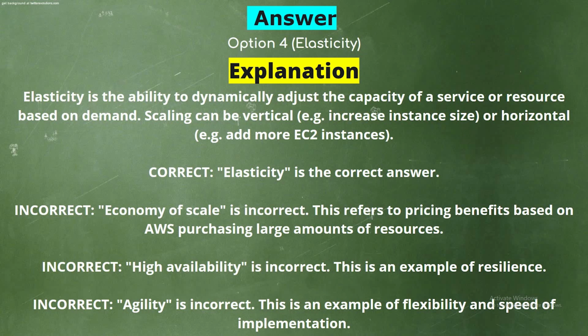Incorrect. Economy of scale is incorrect. This refers to pricing benefits based on AWS purchasing large amounts of resources. Incorrect. High availability is incorrect. This is an example of resilience. Incorrect. Agility is incorrect. This is an example of flexibility and speed of implementation.